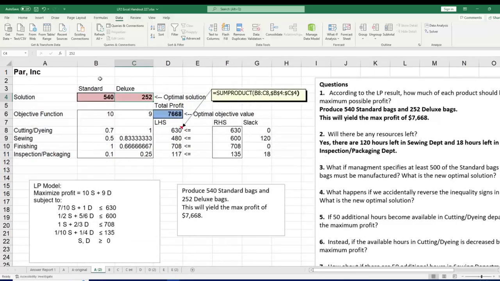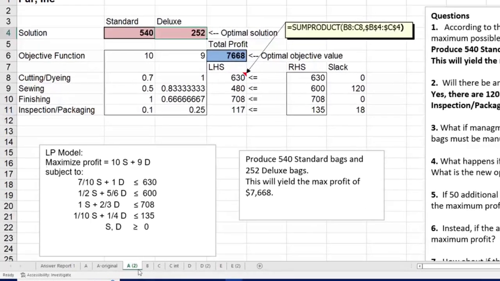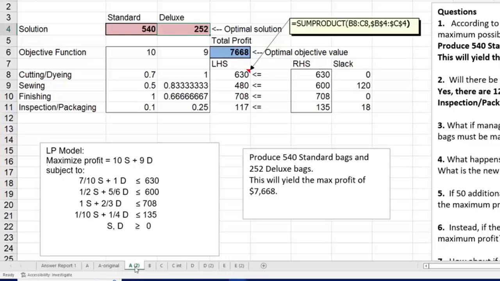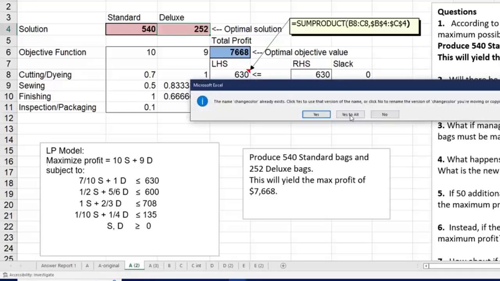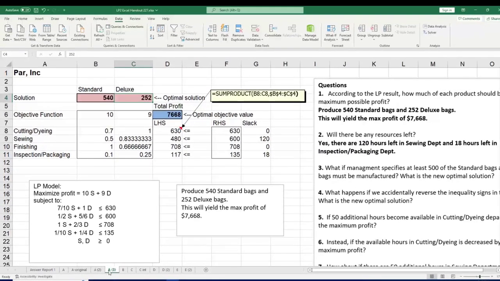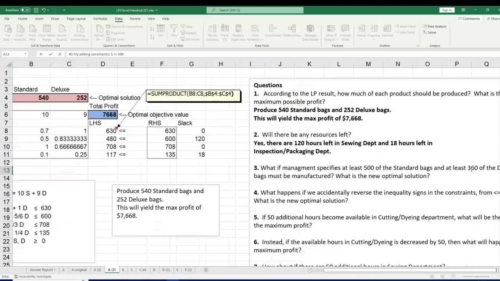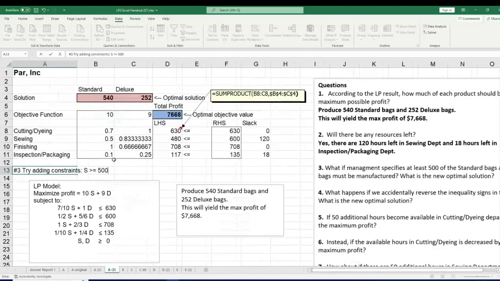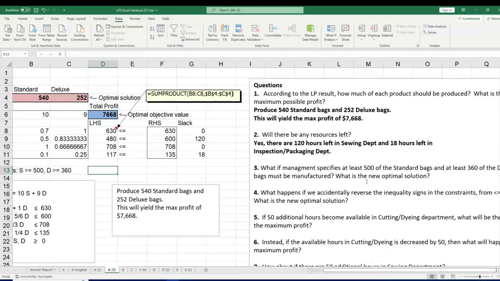To do that, we're going to make a copy of this and make that change. I'm going to copy this and say yes to all. This is number 3, and that's number 3. Well, that's convenient. So for number 3, try adding constraints: S is at least 500, and D is at least 360. So here are the new constraints.